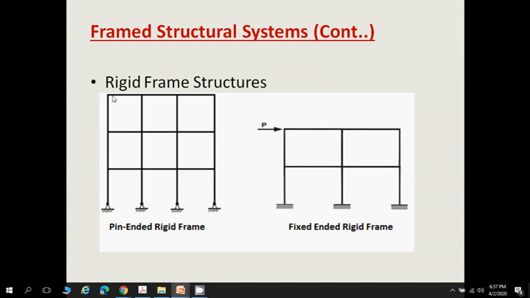So in this you can easily see the angle between the beam and column is 90 degrees, and after deflection or deformation this angle would remain 90 degrees. So these types of frames are called rigid frames. Here there are two types. One is pin-ended rigid frames and another one is fixed-ended rigid frames, in which you can see the columns are connected to a pin, and in which here you can see the columns are connected to a fixed support.